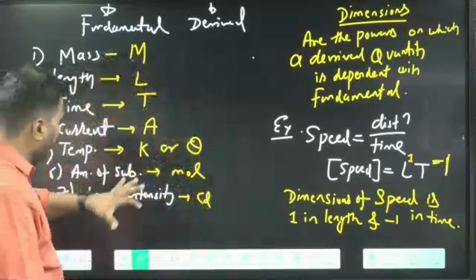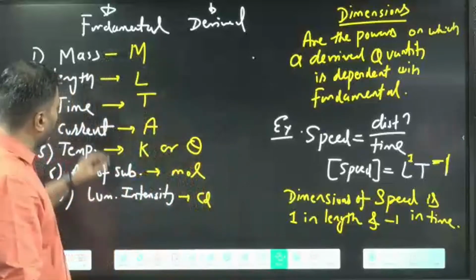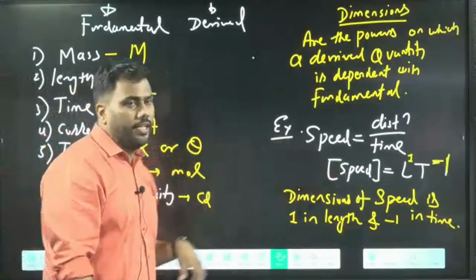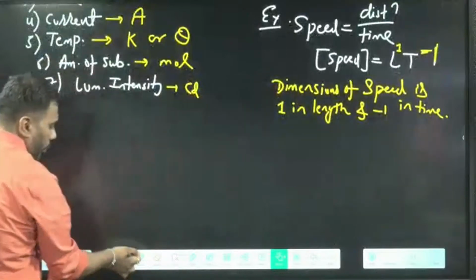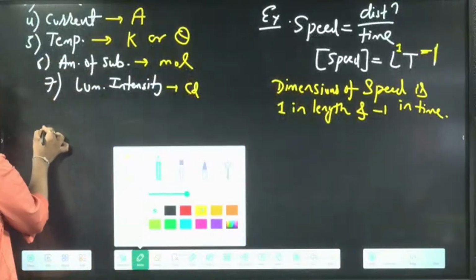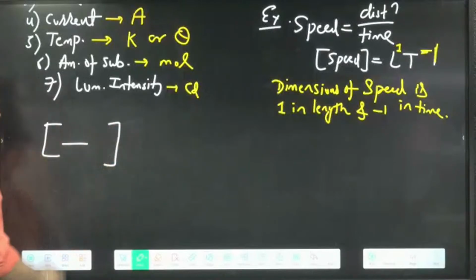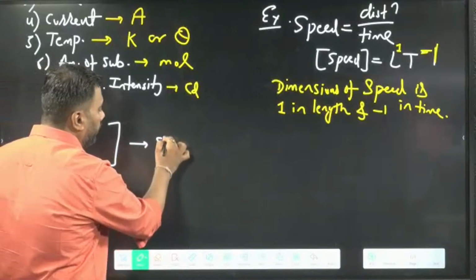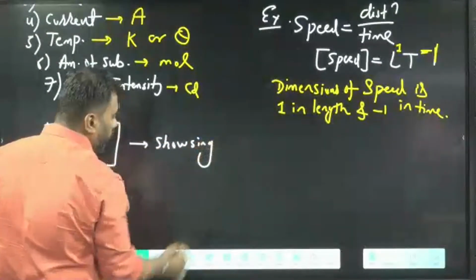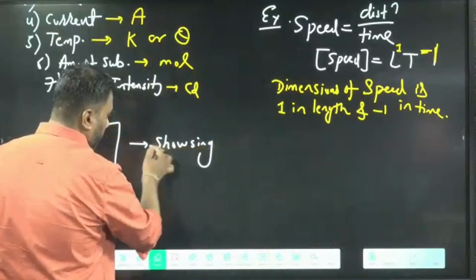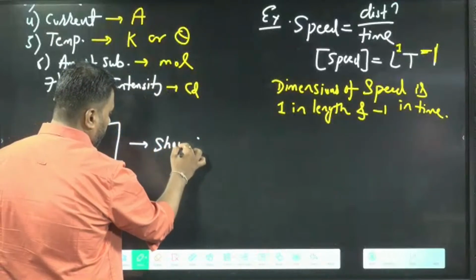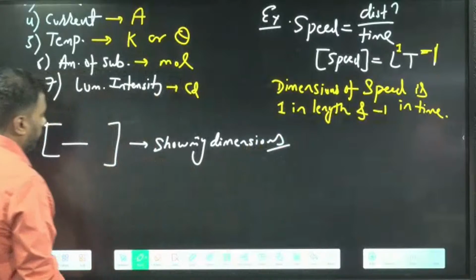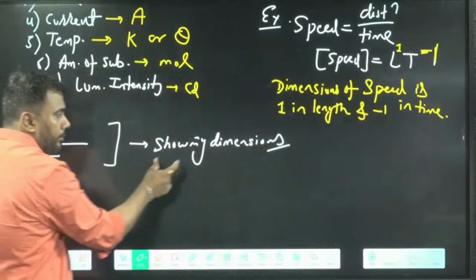We have discussed the different symbols we will use for different fundamental physical quantities, and this is a way of writing dimension. Whenever we want to write dimensions of any physical quantity, we will enclose that physical quantity in brackets. If I enclose the physical quantity in square brackets, it means I am showing its dimensions.